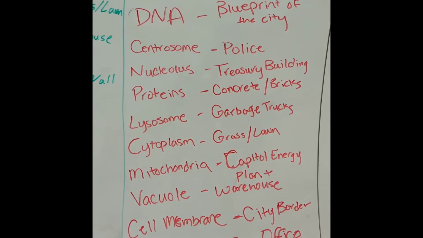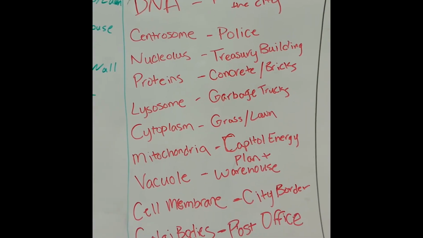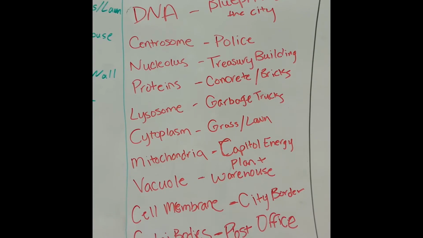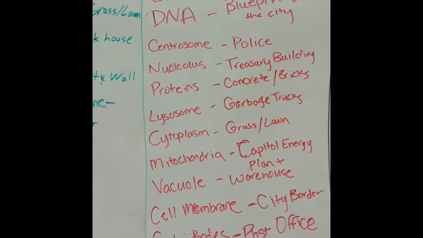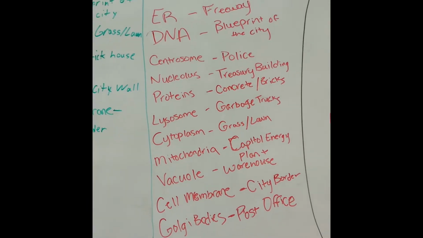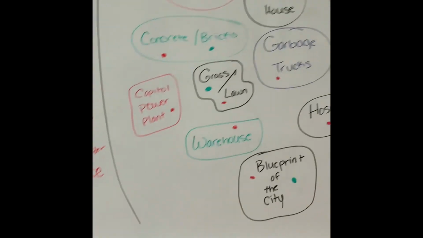Lysosome is our garbage trucks, they recycle. Cytoplasm is our grass in our lawn. Mitochondria is the capital energy plant. That's where we get all the energy, powerhouse of the cell. Our vacuole is our warehouse. Cell membrane, city border, and Golgi bodies are our post office.